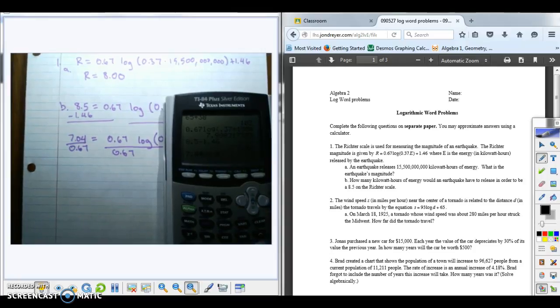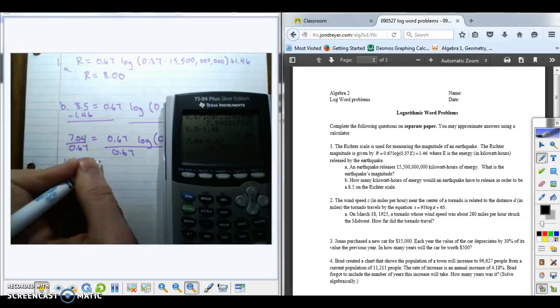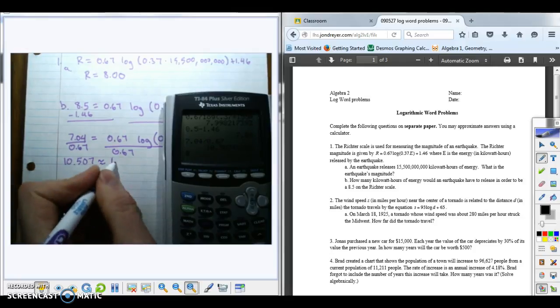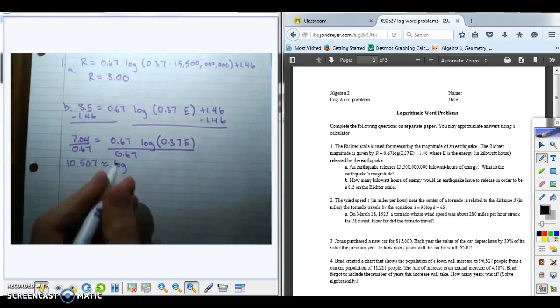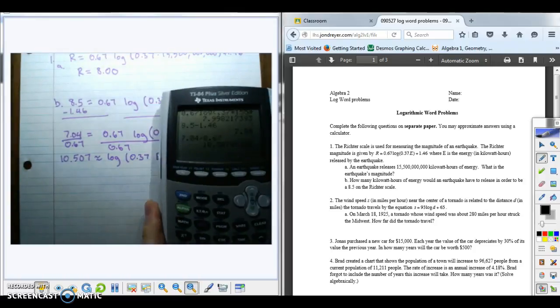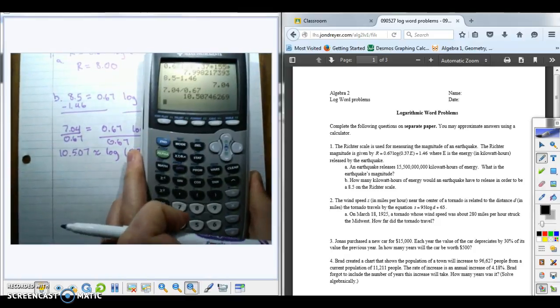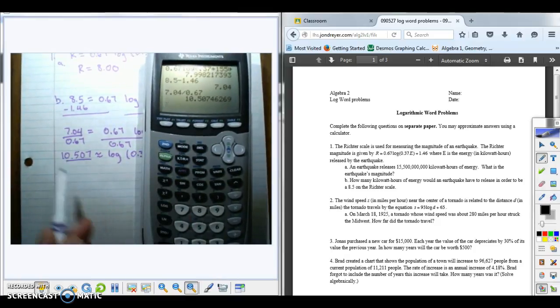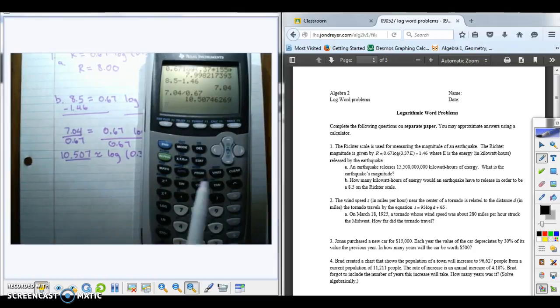Divided by 0.67, and you should get 10.507 about is going to equal log of 0.37 E. Now I'm okay with you writing some of the numbers, even though I have all the numbers here. I'm not going to write them all now and then have them in my calculator. I'm going to keep it in my calculator, but not write them all. That's okay to do. Alright, so don't use this number, use the number that's in your calculator.